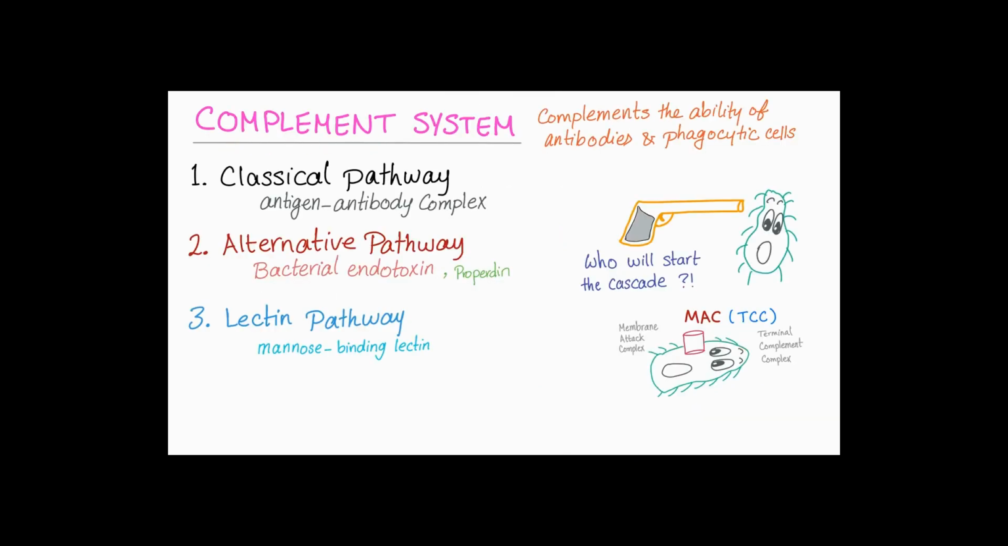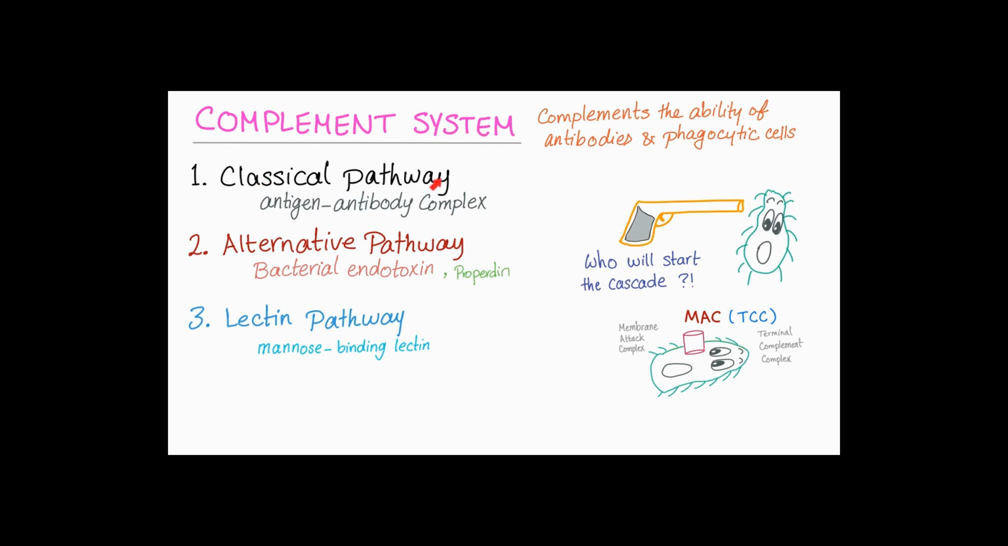Now, let's talk about the complement system. First of all, why did you call it complement? Because it complements the ability of antibodies and phagocytic cells to do their actual job. For example, antibodies and phagocytic cells are trying to destroy the bacteria. The complement is gonna help them kill the bacteria. Awesome.